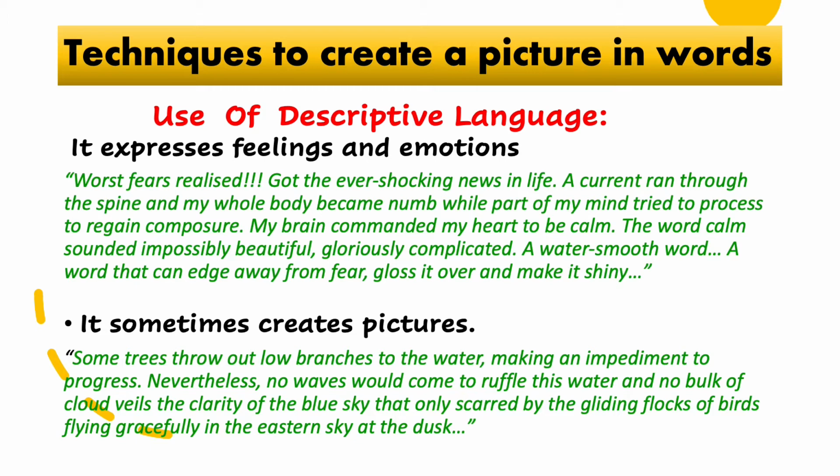And also, descriptive language is used to create pictures. Some trees throw out low branches to the water, making an impediment to progress. Nevertheless, no waves would come to ruffle this water, and no bulk of cloud veils the clarity of the blue sky that is only scarred by the gliding flocks of birds flying gracefully in the eastern sky at the dusk. In both examples, you see how these vivid sentence structures differ from vague language.